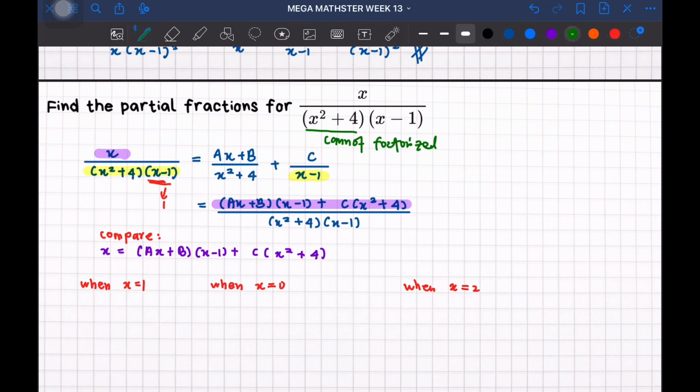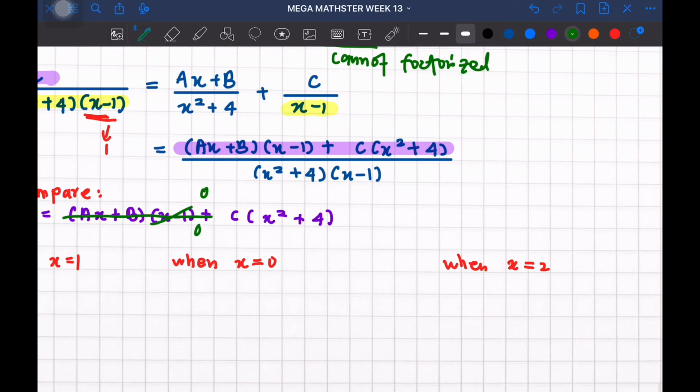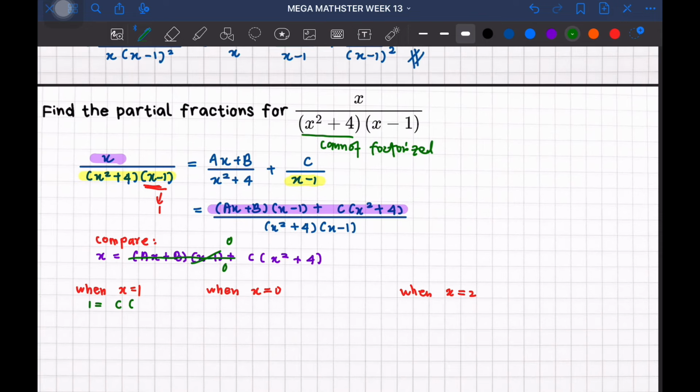Right, so for the first value, x equal to 1 will make this equal to 0, which means this whole thing is equal to 0. So we have 1 on the left hand side, and on the right hand side we have c times 1 squared plus 4. 1 squared plus 4 is 5, so we have 1 equal to 5c, which means c is equal to 1 over 5.